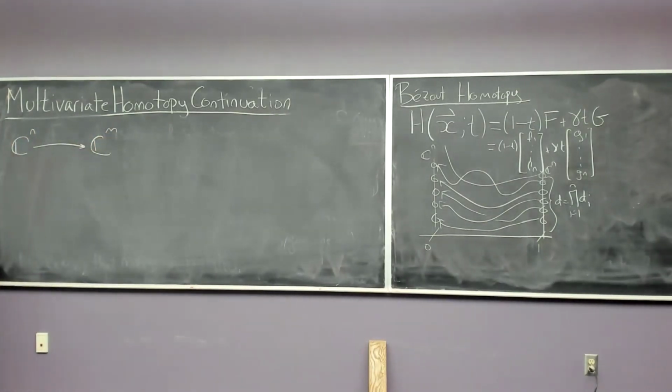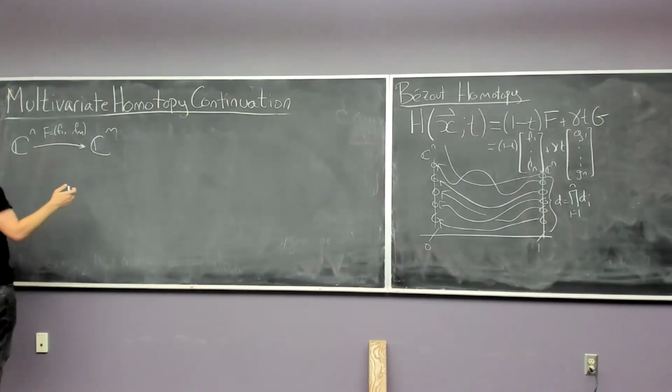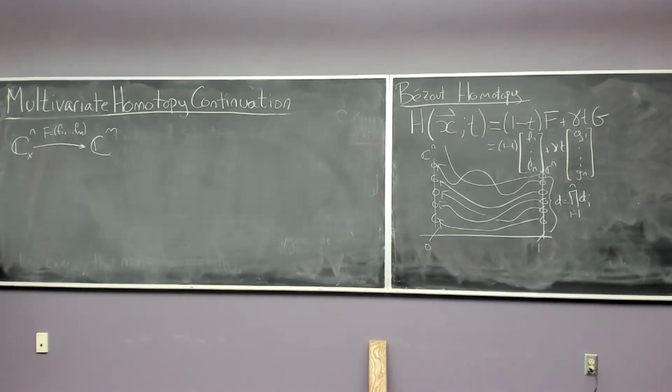And remove ourselves from the square setting for a moment. And we're going to assume we have m elements in n variables. Okay, good. So if you give me any n tuple in C to the n, I can evaluate those polynomials at that point, and I'll get something in C to the m. This gives me a function from C to the n to C to the m.